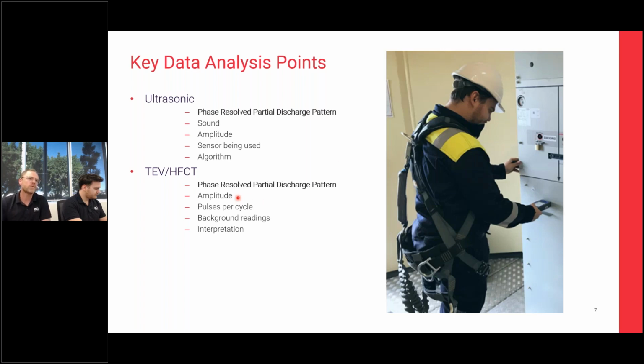Along with that, again, we have our amplitudes, our pulses per cycle. We can take background readings and compare to that. Are signals coming from other places or are they local to our switchboards or the asset under test? And we have interpretations. So within the instrument, it will give its opinion on what it thinks it is based on the decibels and the pulses as well. So the key here is the phase resolved partial discharge patterns and figuring out what they are telling us.